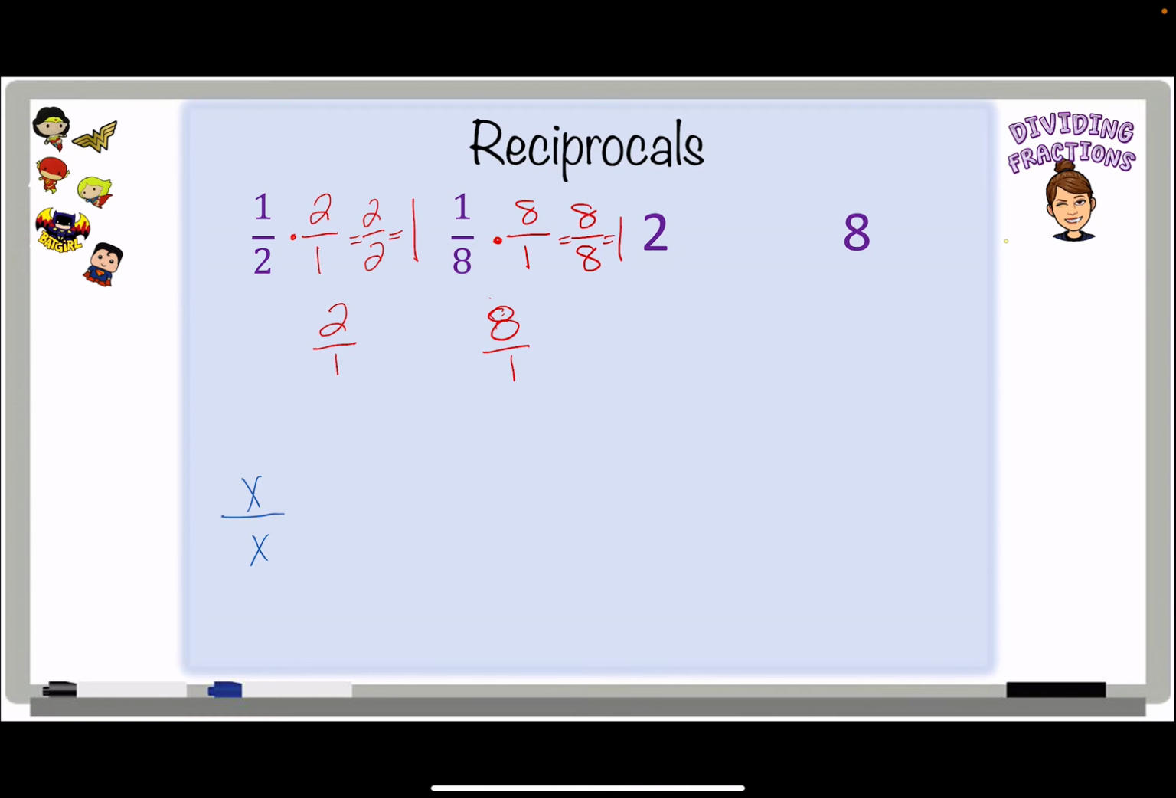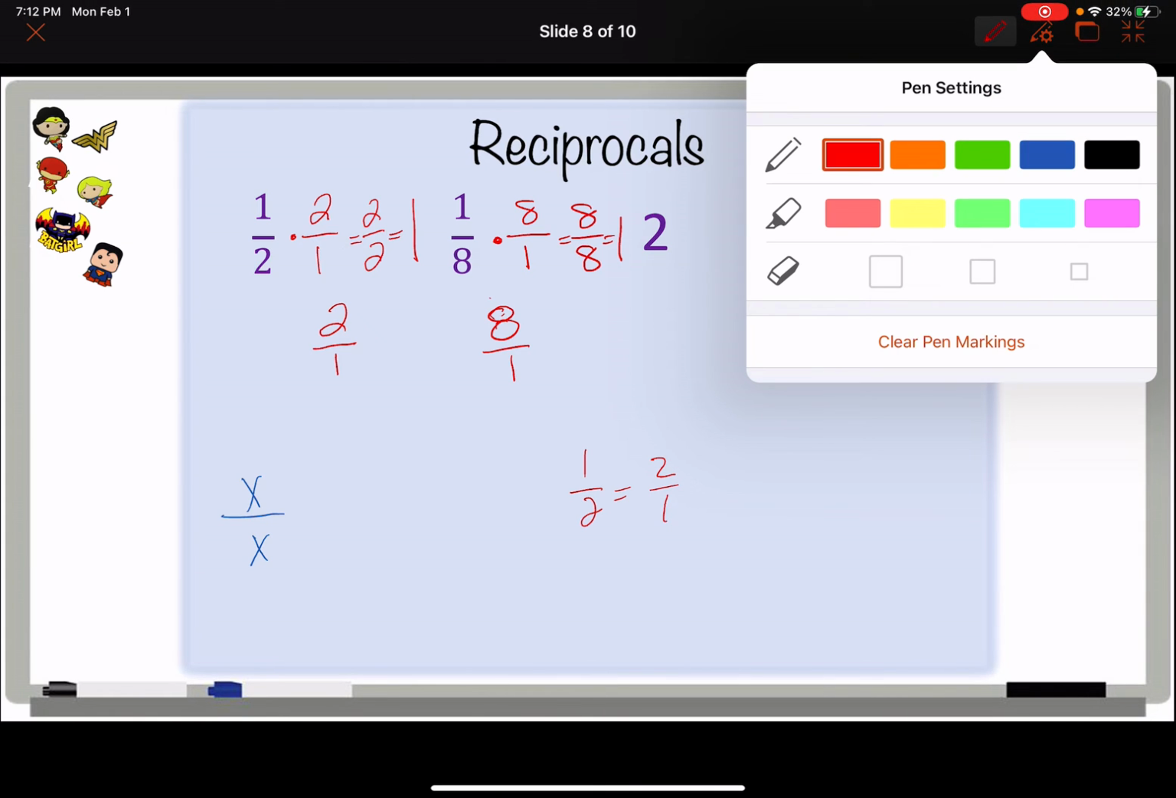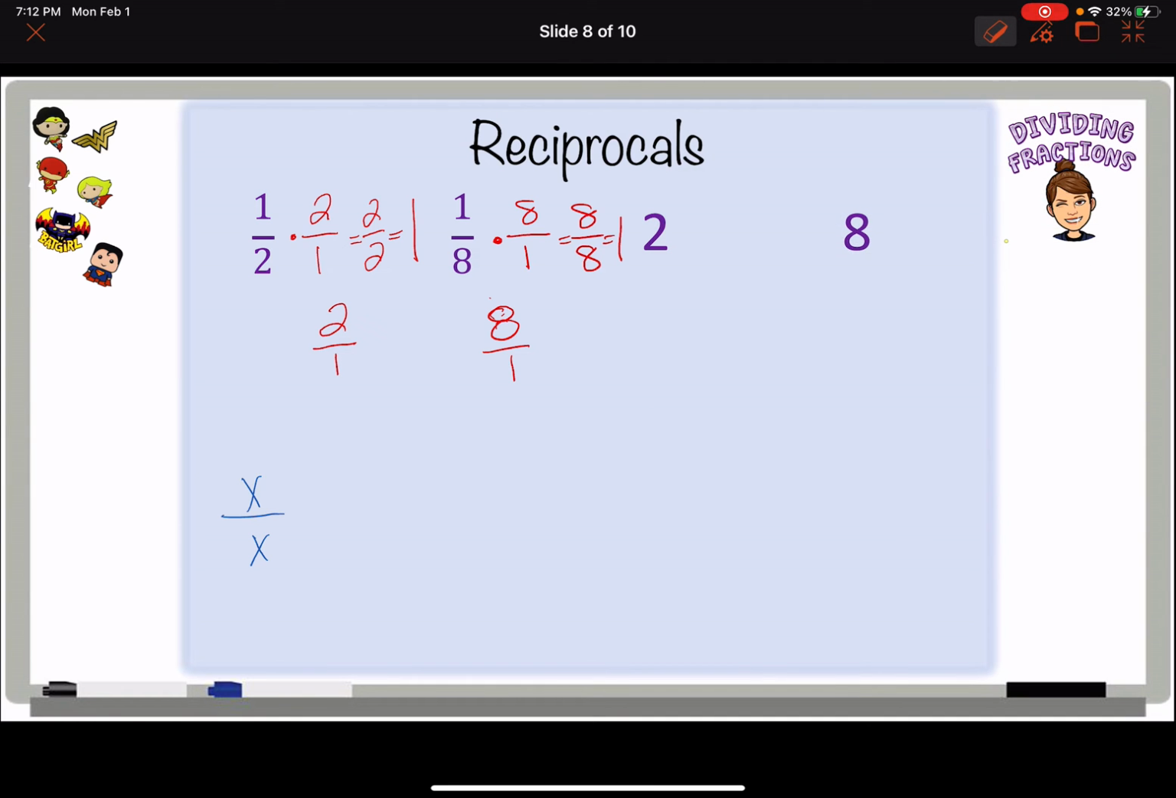Now be careful. We can't put equal signs here. We can't say 1/2 is equal to 2/1. They're not equal. Okay, they're reciprocals. So no equal signs can go between them because they do not have the same value.